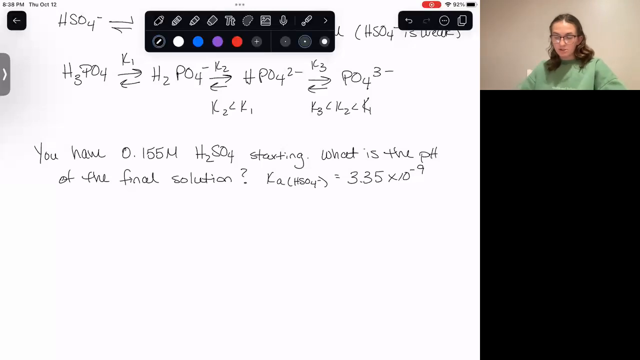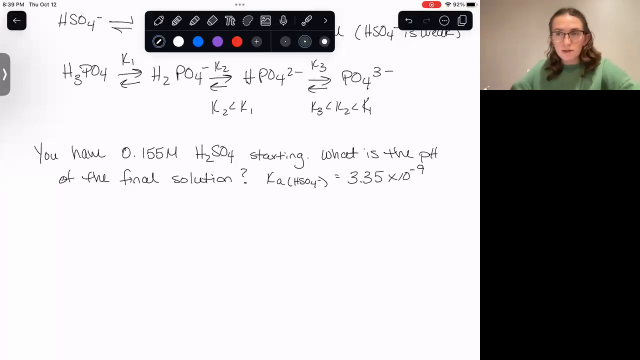Okay, but you can have this question here where you have a 0.155 molar H2SO4 starting material, and you want to know what is the pH of the final solution. Pardon my English in the question, I'm just throwing it together. And you're given the Ka for the HSO4 minus.